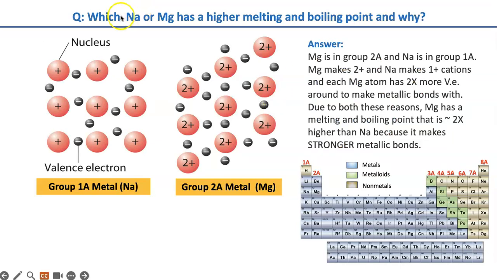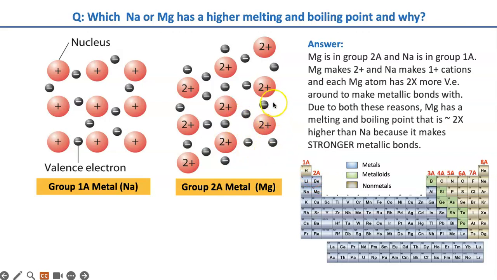So, which one, sodium or magnesium, has a higher melting and boiling point, and why? If I ask you a question like this, how would you answer it? So if you draw their Electron Sea models, you will have, say, for each metal ion in sodium, which is a group 1A element, only one valence electron, so you will have a +1 charge and one valence electron. The group 2A magnesium, which is in the same period, same shell as sodium, will have a +2 charge and it will lose 2 electrons for each atom.